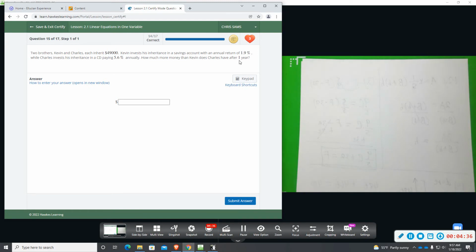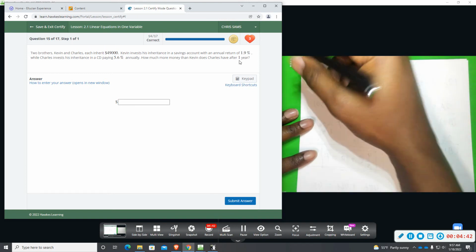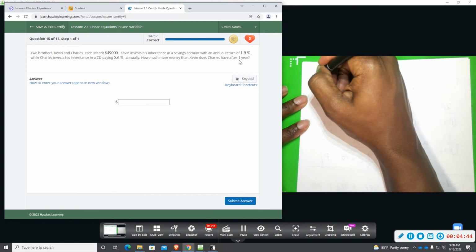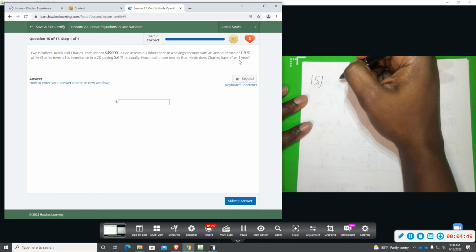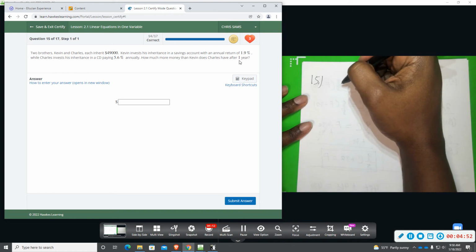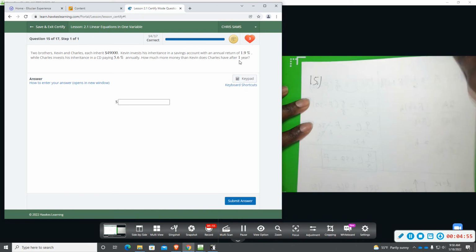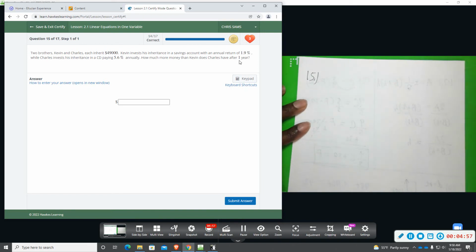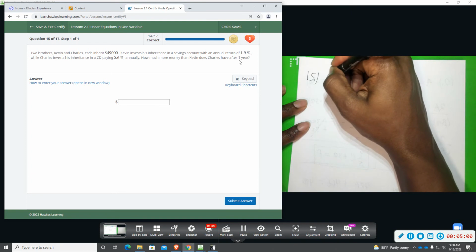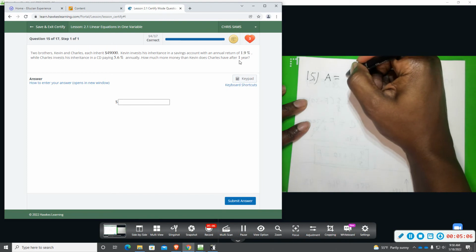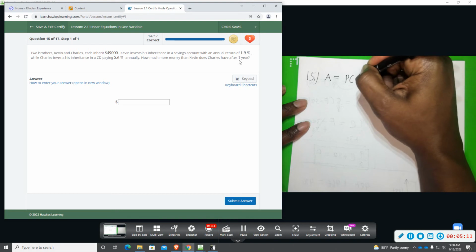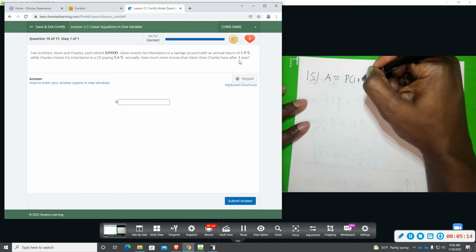So the way you find annual interest, okay, interest rate. Number 15. Simple interest. We want to know how much more money. Okay, so I guess we want to know the total. How much more money altogether? So A is the amount of money they will have equals P, your principal, times 1 plus your interest rate.